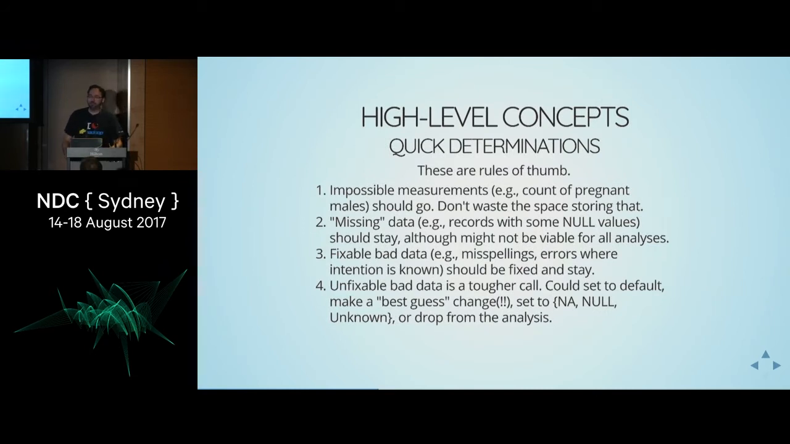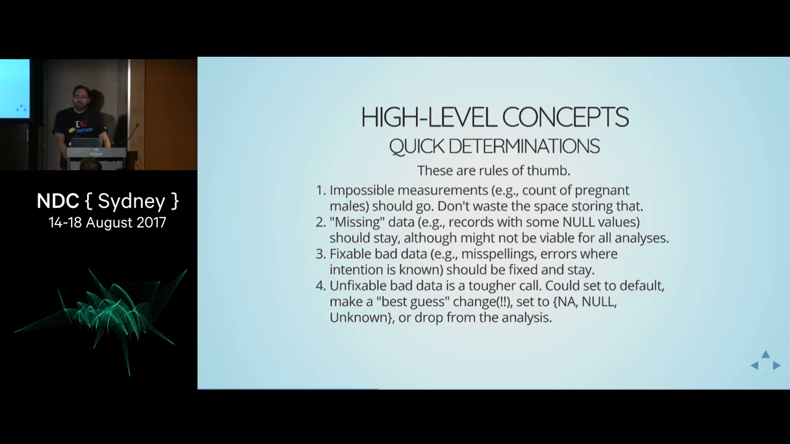This leads to some rules of thumb. If you've got impossible measures, throw them away. This is obviously bad data. If you have data that's missing null values, I keep it because it's missing, but that doesn't mean it's bad. And also, it may be interesting to see, only 2% of people are filling out their blood type. What's up with those 2% who actually are?